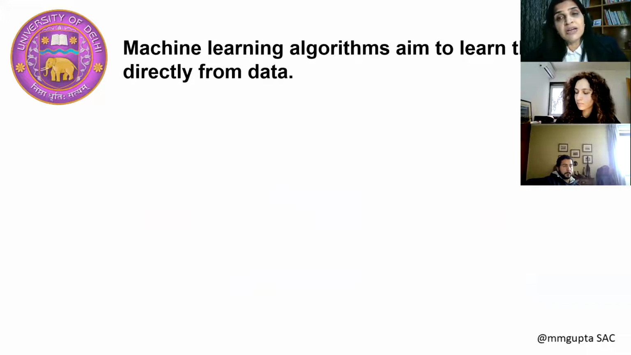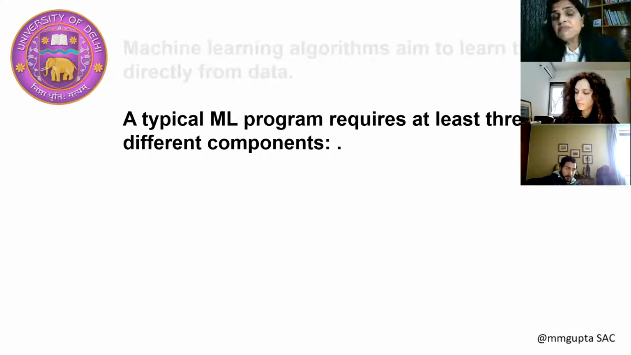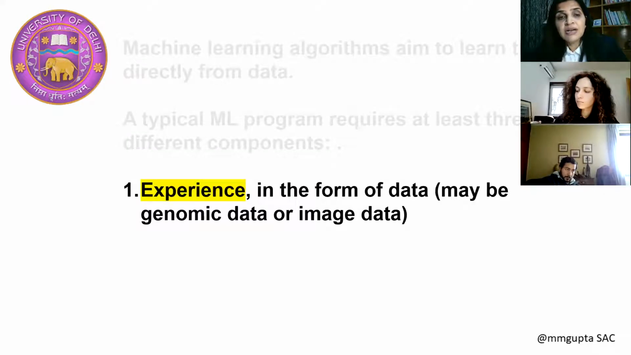So machine learning algorithms, I am not going very much into the details, but we just have an introduction of how they work, and then we'll come to their applications. Basically, machine learning algorithms aim to learn directly from the data. A typical machine learning algorithm requires at least three components. It must have an experience in the form of data, maybe genomic data or image data, meaning it has data and it tries to learn from the data what best can be done with it.